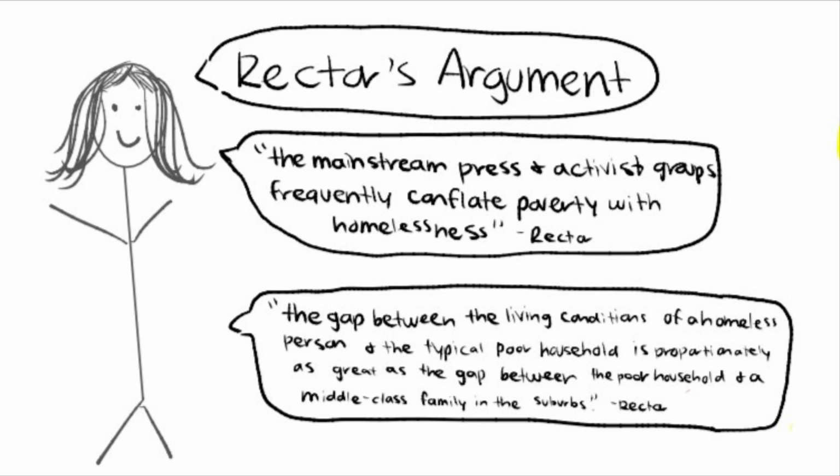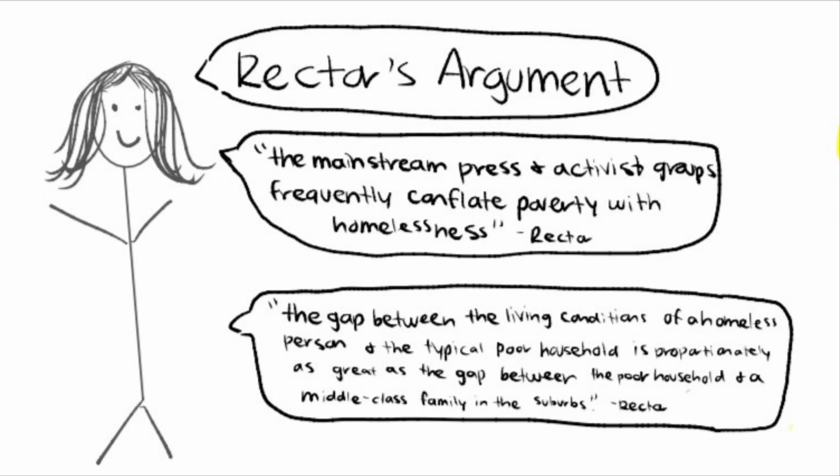He asserts that effective policy can only be created when we all agree about what poverty actually looks like in our country. And that starts by understanding that, in reality, the gap between the living conditions of a homeless person and the typical poor household is proportionally as great as the gap between the poor households and a middle-class family in the suburbs. Come to think of it, that does make sense. I feel like when I think of poverty, I only think of homelessness. But now I understand that not everyone living in poverty is homeless.